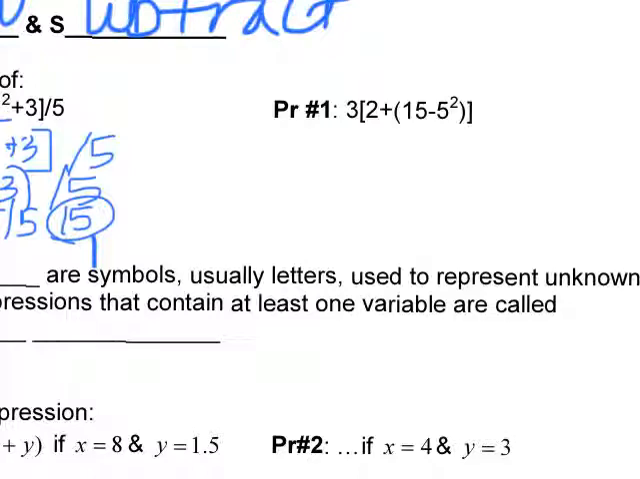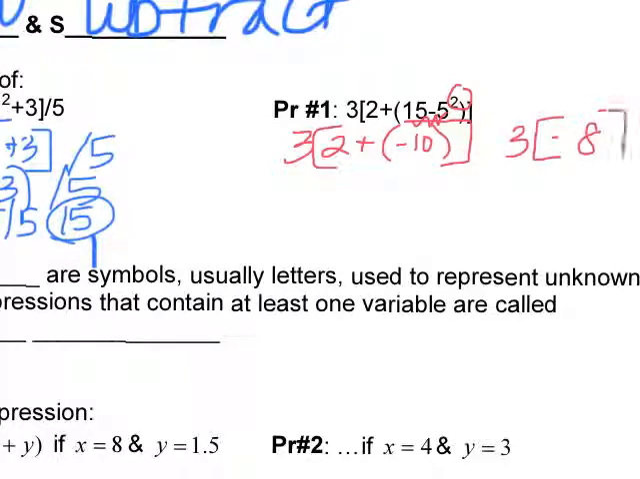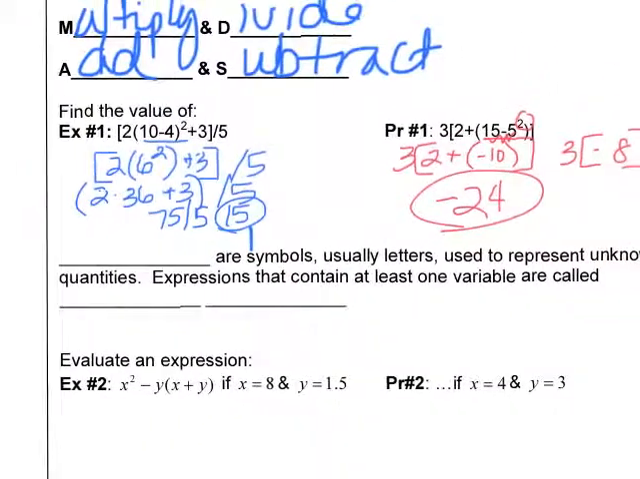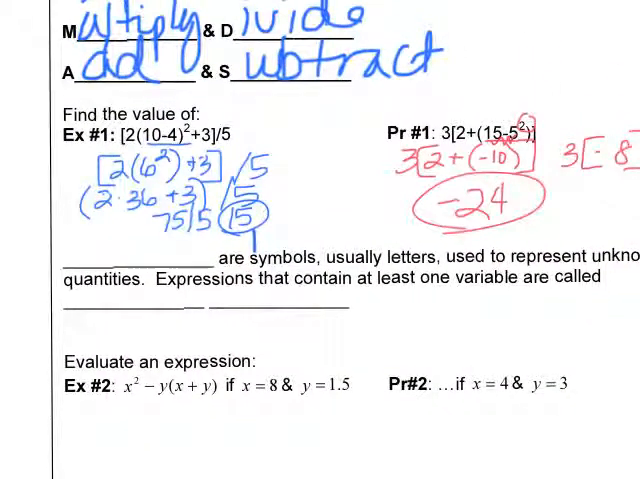Okay, so for the practice one, you're going to have 3 times, within the brackets, 2 plus. Be careful here, you never do that subtraction first. Remember our rule is we have to do the exponent first. So 5 squared is 25. 15 minus 25 would be negative 10. So you're going to have 2 plus negative 10, or just 2 minus 10. So you're going to have 3 times negative 8. So your answer should be negative 24.